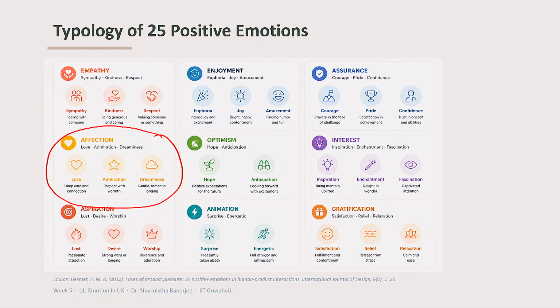Admiration, when you have respect with a certain warmth. So let's say we have a certain kind of admiration for our sports people. When they are trying to promote a particular sport or a particular brand, we are looking at that product with admiration, respect with the warmth that we associate with that sports person.